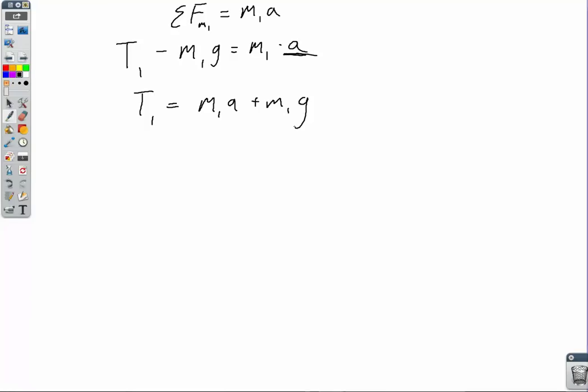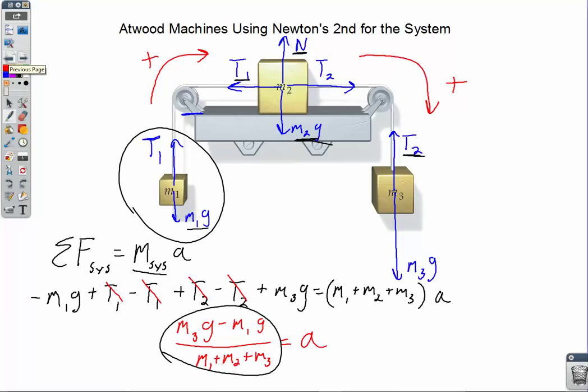Similarly, we could do the same thing for T2. If we go back, we could solve for T2 using Newton's second law for M2 or Newton's second law for M3. Either way, it's going to give us T2. And you've solved for everything that you've needed to solve for.